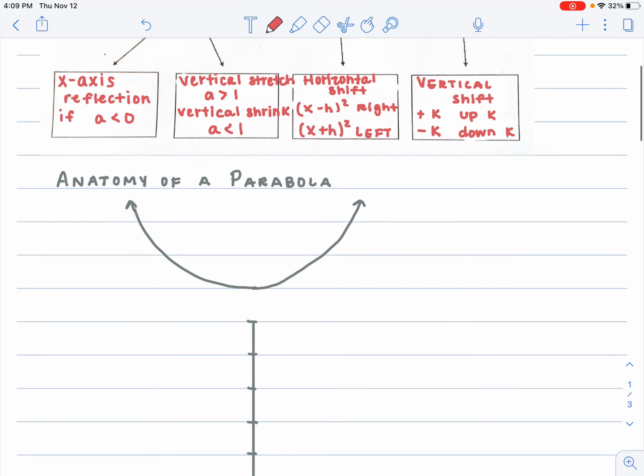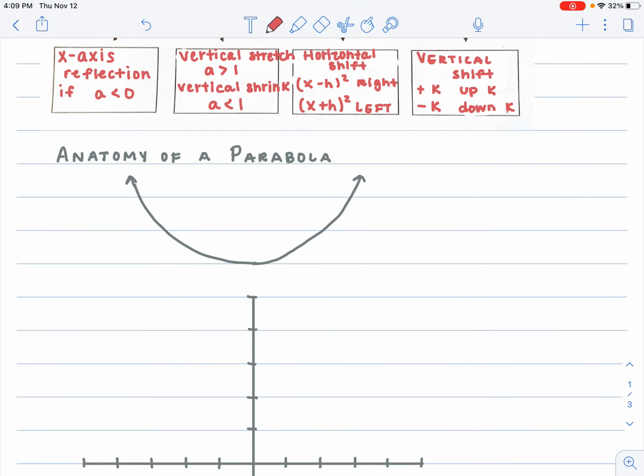All right, so real quick, we're going to talk about what the anatomy of a parabola looks like and then go into graphing. So here's a plain old parabola. We have the vertex right here. And you notice it is symmetric, so whatever you do to one side is going to be the exact same on the other side. And here's what the anatomy is.